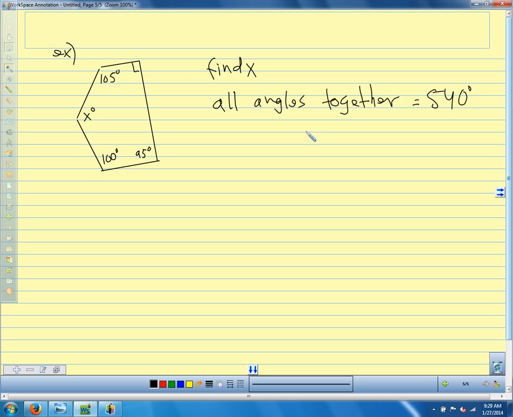If we didn't remember that, we could do 5 minus 2 times 180 degrees, if we couldn't remember, to get 540. And then we add all these together, the ones that we have. So I'll just write it all out: 105 plus this one is how many degrees? 90, the little square means 90, plus 95 plus 100 plus x has to equal 540. So I'm just adding, doing what Ryan said, but showing how we'd write it with an equation.